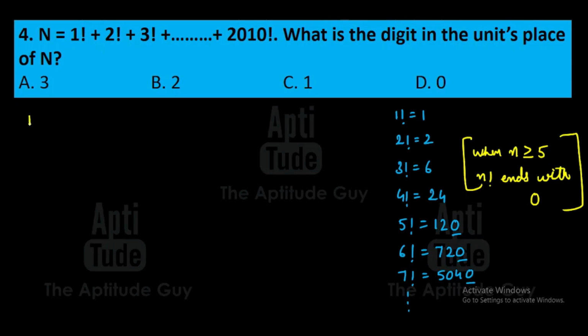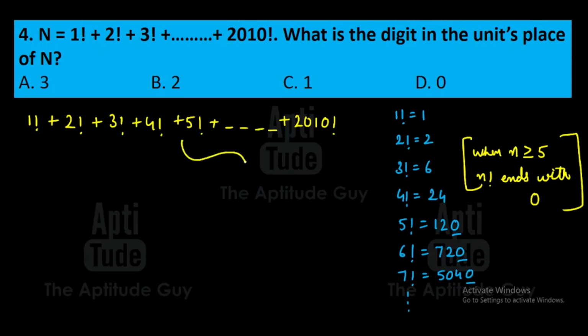Let's do this. We have 1 factorial plus 2 factorial plus 3 factorial plus 4 factorial plus 5 factorial all the way till 2010 factorial. Now what do we have here? We already know 5 factorial, 6 factorial, 7 factorial, 8 factorial, 550 factorial, whatever factorial after 5 factorial, it ends with 0. Now 0 plus 0 plus 0 plus 0 plus 0 plus 0 plus 0 is what? It's nothing but a big fat 0. Now if this is a big fat 0, all we need to care about is 1 to 4 factorial.